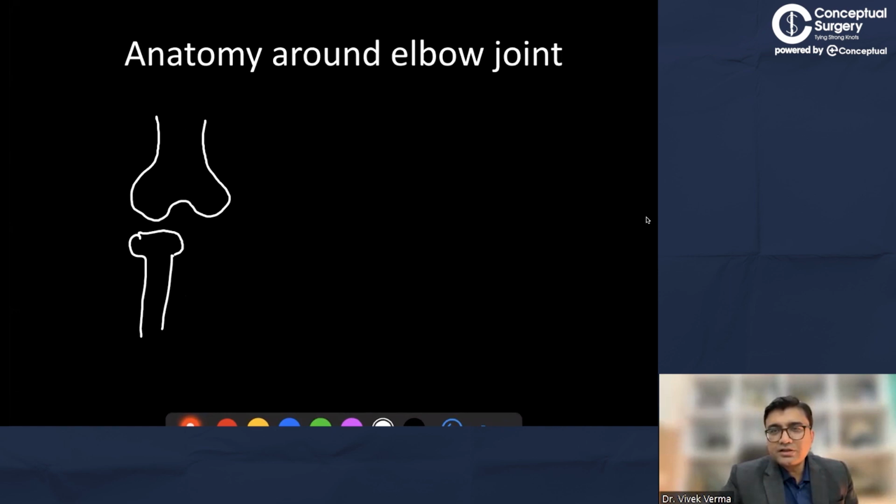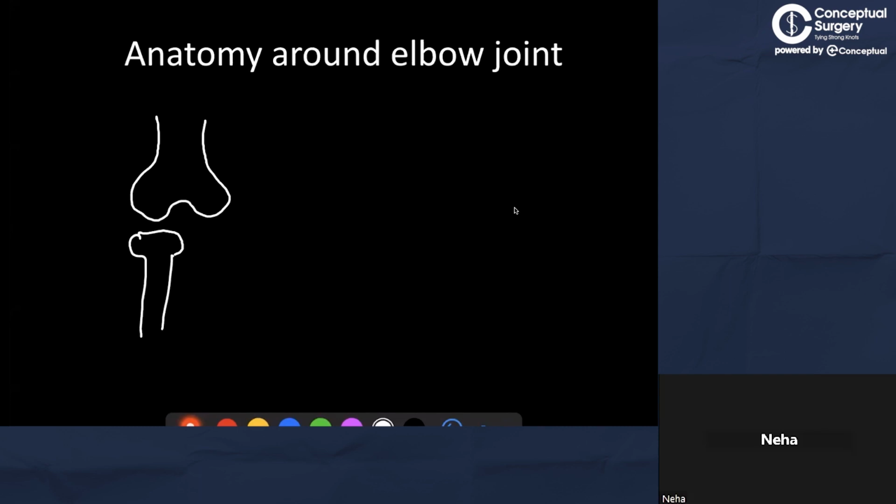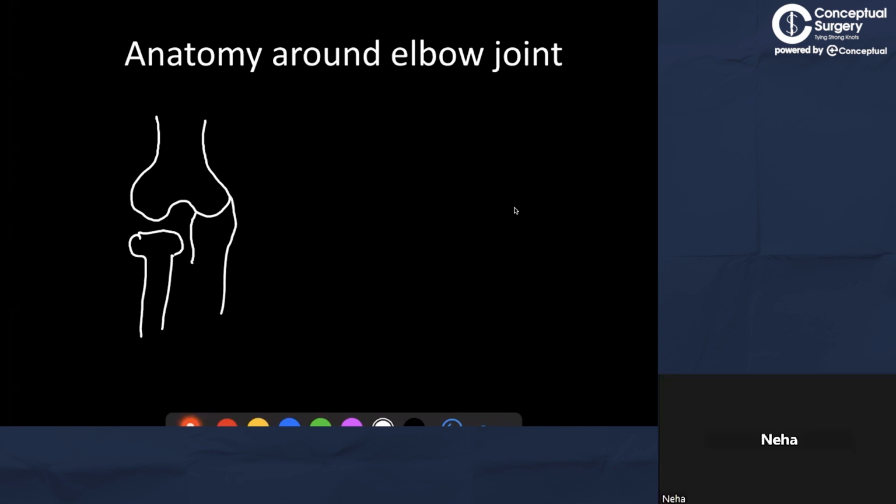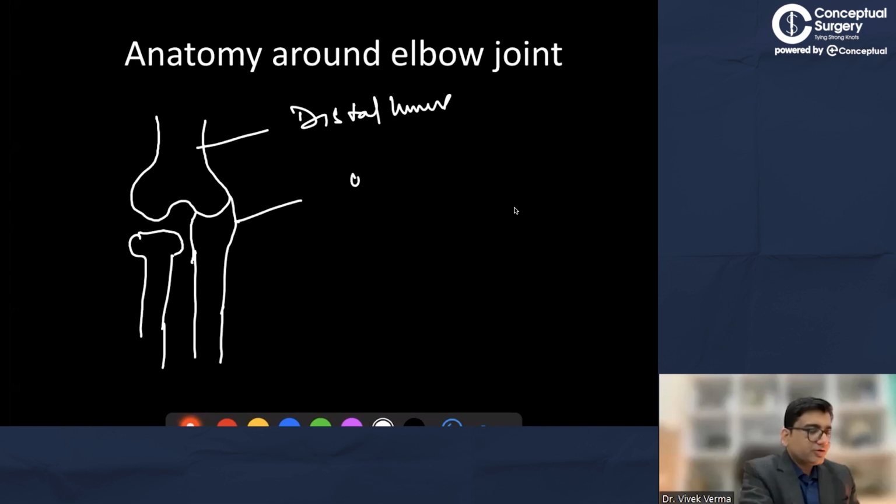Neha, I can see one from our conceptual orthopedics. Sir, good evening, sir. Good evening. Yes, sir. It is formed between the distal humerus, radial head and olecranon. Distal humerus, your olecranon, and the proximal radius. So primarily it is the ulnohumeral joint that gives you the movement at the elbow.